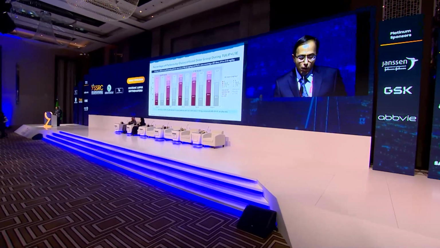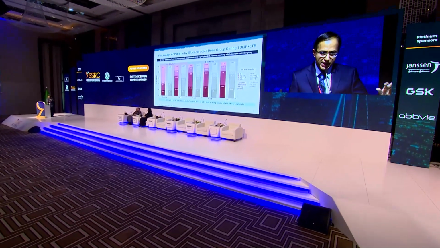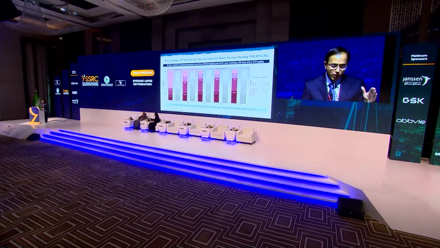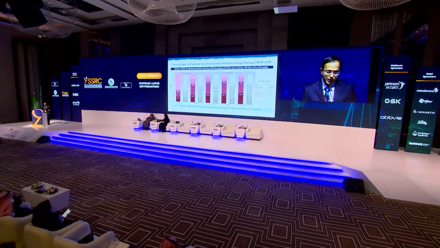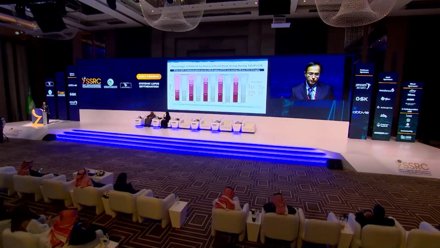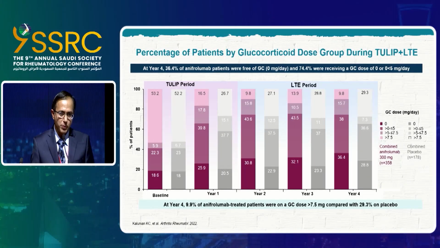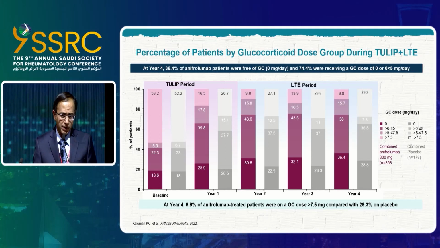Also, if you do stage by stage, at each stage of the game, year 1 to year 2, 2 to 3, 3 to 4, at each stage there is less use of steroids in the anifrolumab arm in the long-term extension compared to placebo. Also, about 96% of the patients in the anifrolumab arm had no flares at the end of the 4-year period. And this is also very important. The flares were significantly reduced for those folks who continued anifrolumab over the period of 4 years compared to the placebo.